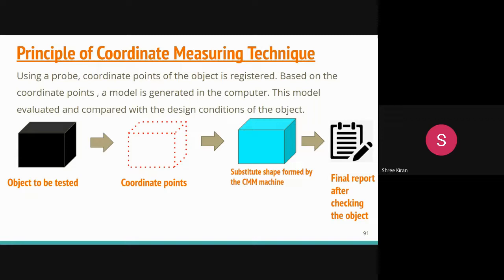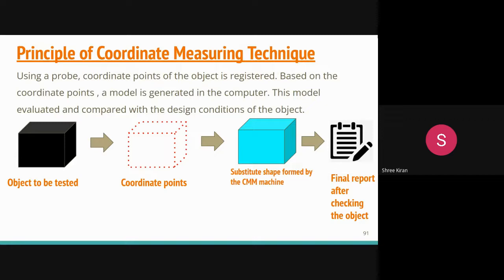It is a sophisticated measuring device used to determine the geometrical characteristics of an object operating in three-dimensional space. It is mainly a coordinate measuring machine. That's what happens in the case of a coordinate measuring machine.